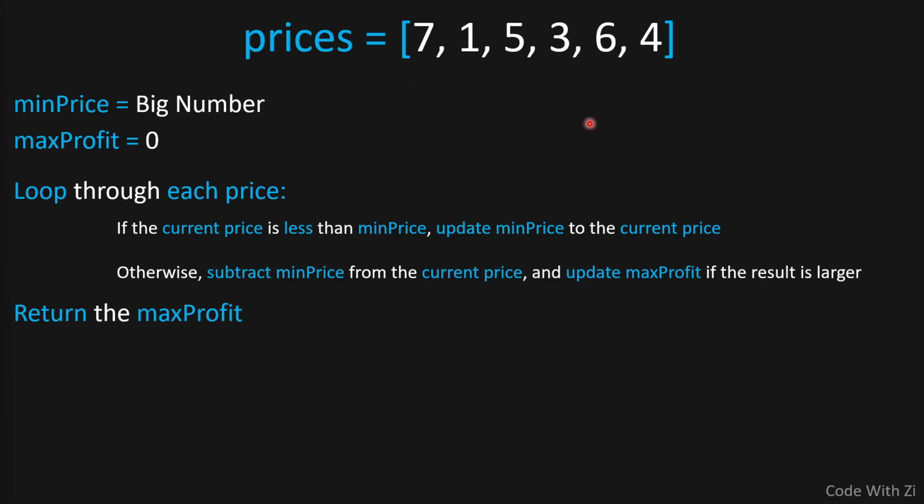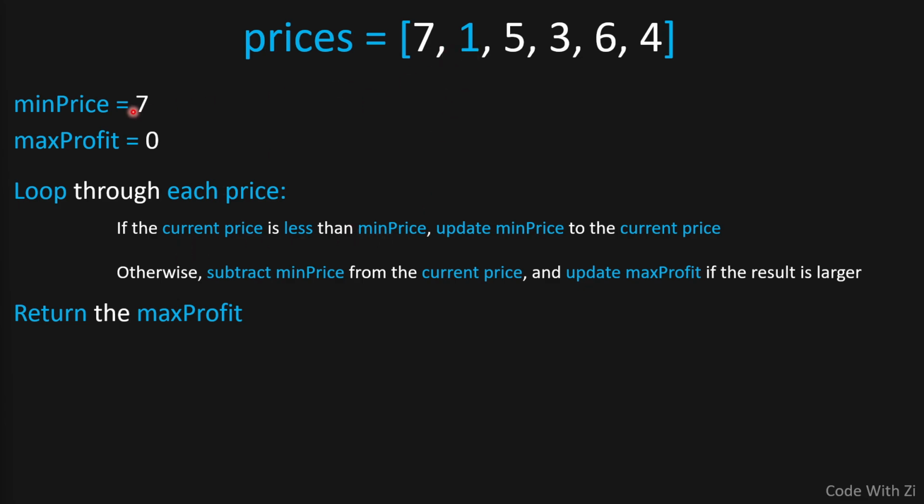So when we loop through our array here, in the first round, we're going to be looping through the 7 that we have here, and we're going to check if the current price is less than min price. Well, it is. 7 is less than infinity, so we're going to update min price to be 7, like so. And then we're going to move on to the next round. In the next round, our number is going to be 1. And we're gonna check if the current price is less than min price.